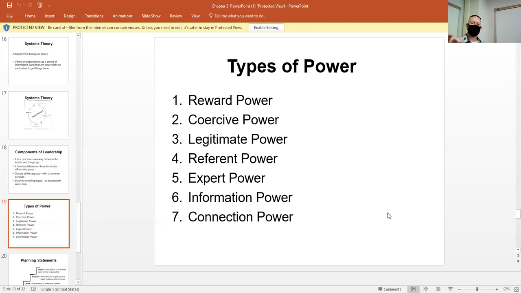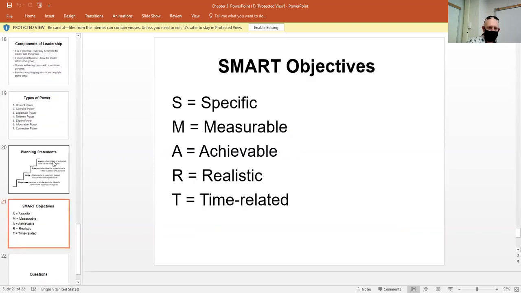I want y'all to go in the book and actually read each one of these. It explains it a lot better than I can. I don't give you specific areas. I just say read the book, and I stand by that. But this is one area of the book that I think it would be a good choice to go and actually read about each one of these types of power, because some of them will be tested on.